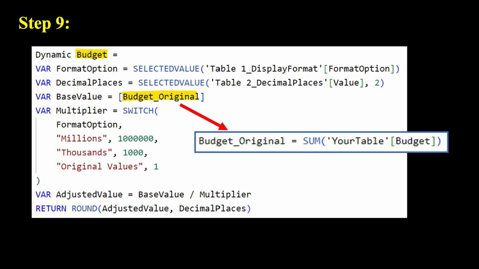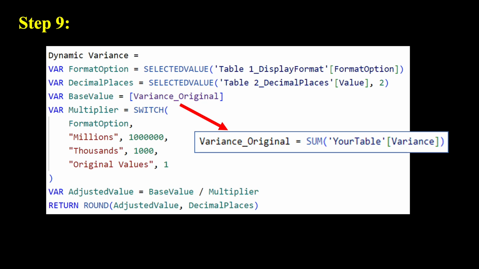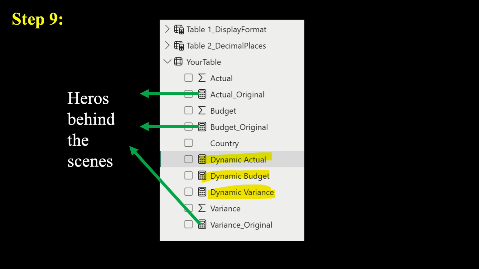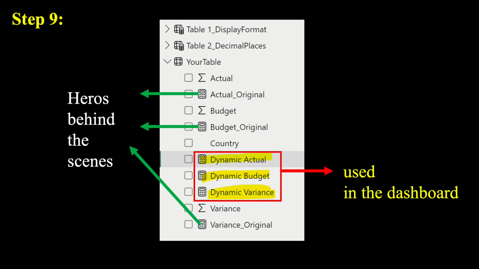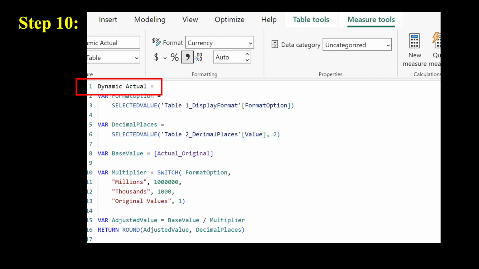And let's create a similar measure for the dynamic budget. The only thing that needs to be changed is the base value, which equals to the budget original we created from step 1. And the same thing goes to dynamic variances. So to summarize, we created 3 measures for the original values, and they're kind of like the heroes behind the scenes. And we also created 3 measures for dynamic values, as those are the ones that will be used in the dashboard.